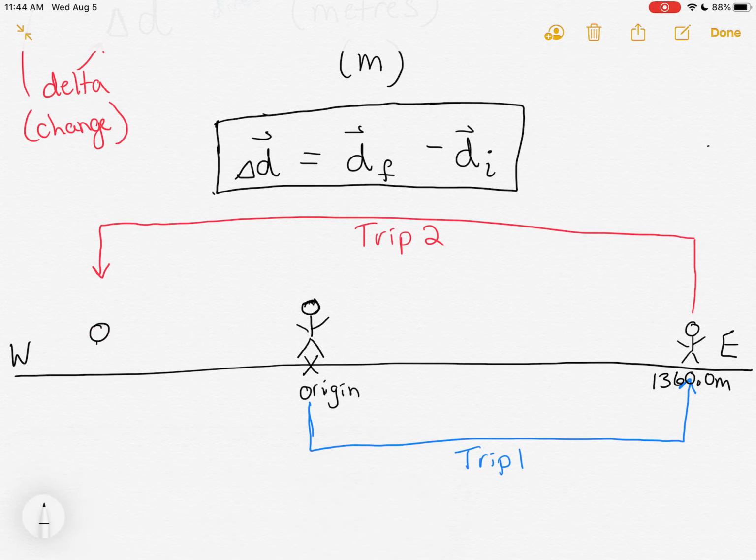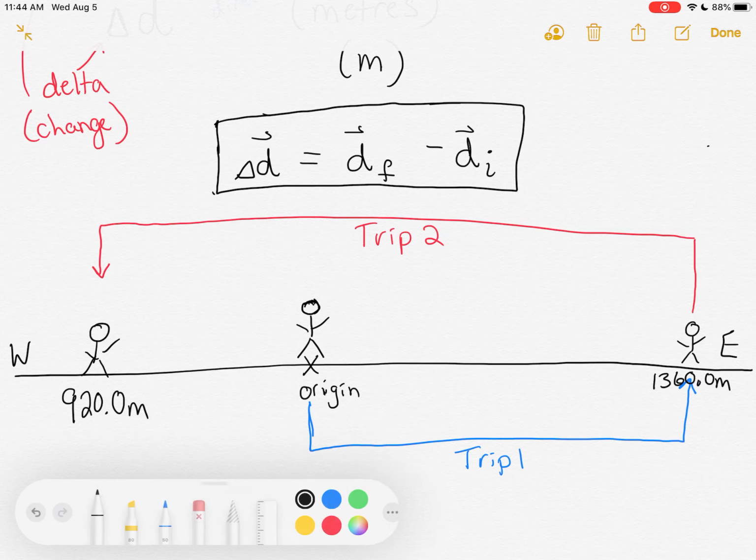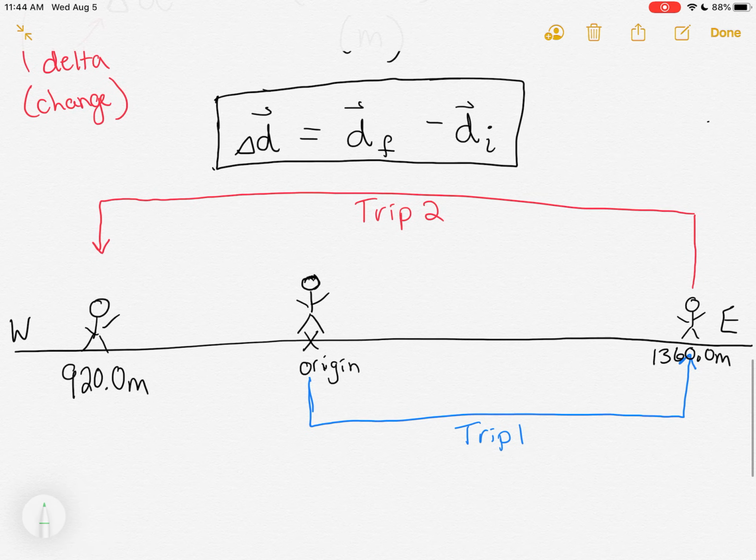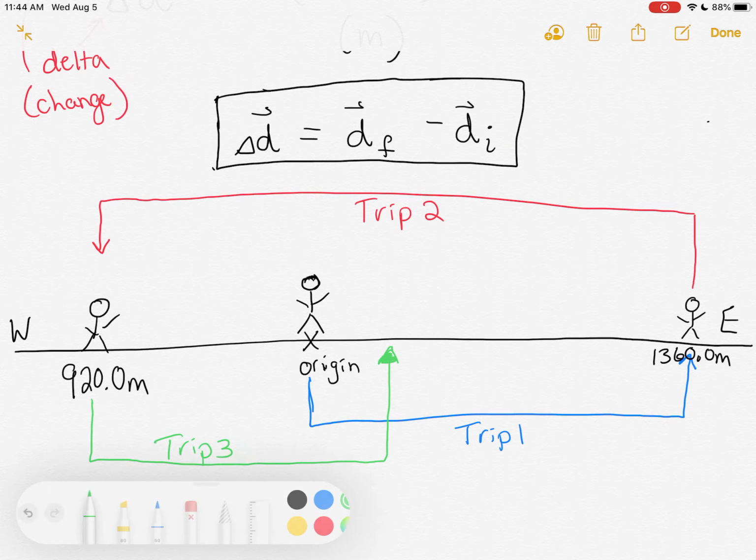So now our person's all the way over here on the west side, and they're 920.0 meters away from the origin, but on the west side. So that's trip number 2. And then trip number 3, let's make that one green. Trip number 3, we're gonna go past the origin, but not too far past. And so we're gonna end up around here. So this is gonna be trip number 3.